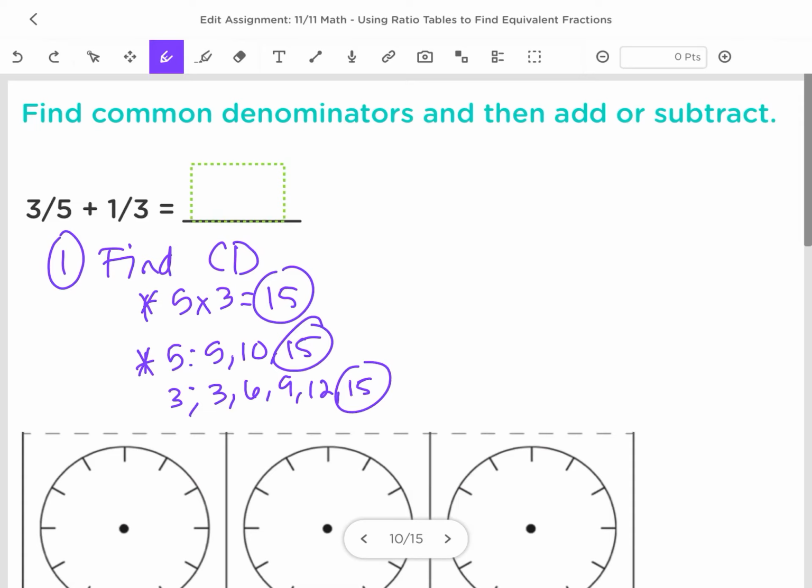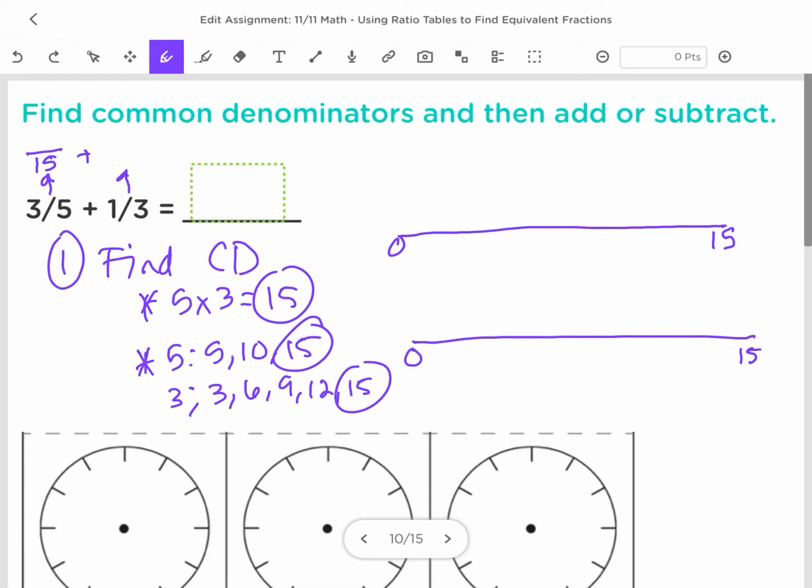So when we do number lines, we want to make 2 number lines. We want to make a number line for each fraction. And we're going to start it at 0. We're going to end it at our common denominator, which is going to be 15. So already I know my fraction here is now going to have a denominator of 15. And my fraction here is going to have a denominator of 15 when I'm done.